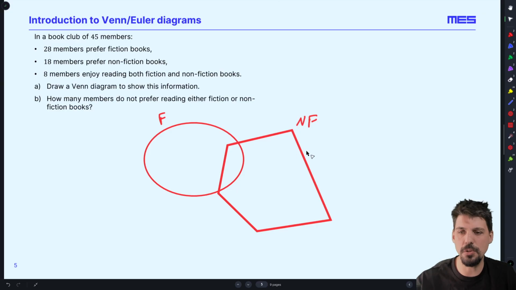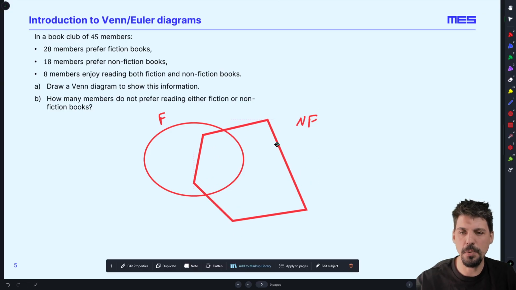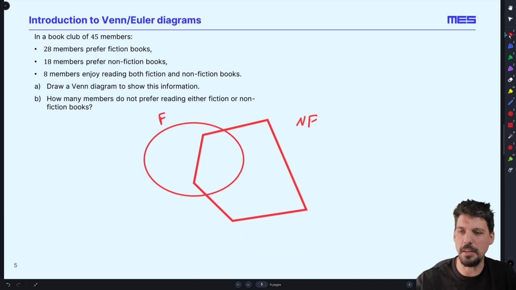The shapes themselves do not matter. Their job is to make it so you can clearly see which items are in which group. Now we know 28 people prefer fiction books, but that is 28 people overall. Okay, so that includes the people that like fiction and don't like non-fiction, and the people that like both. So we're going to put a pin in that.